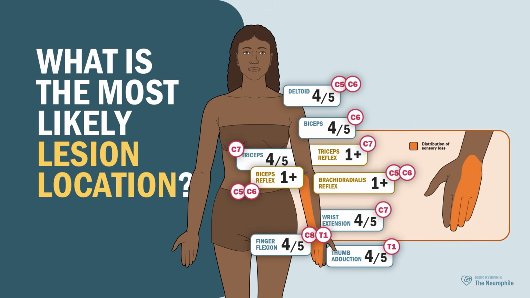Sensory loss is in the distribution of C8 and maybe C7, that middle finger. So put it all together for me.